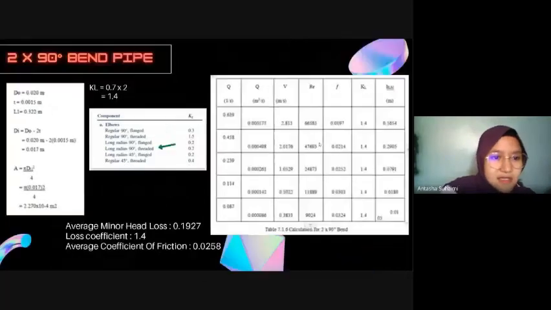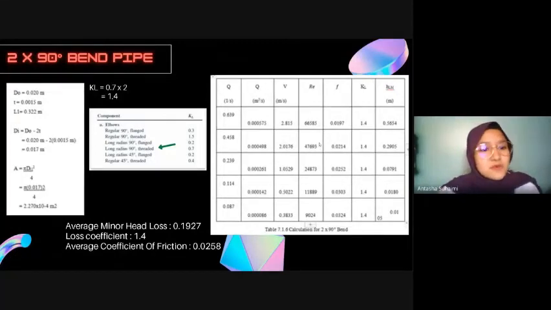Okay, next. For the 2 times 90-degree bend pipe, the type of pipe is long radius 90-degree threaded. So we have 2 times 0.7 equals 1.4. The average minor head loss that we get is 0.1927 meter. The loss coefficient equals 1.4, and the average coefficient of friction is 0.0258.